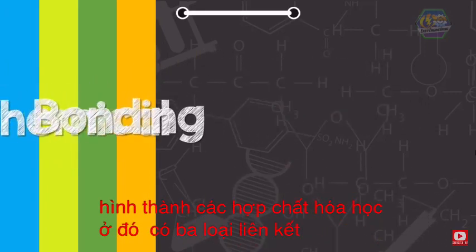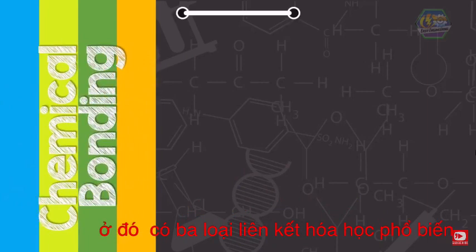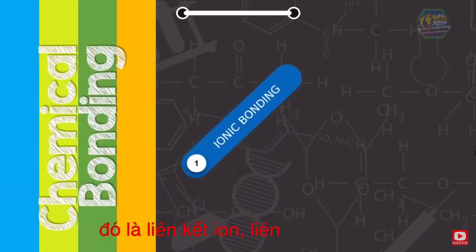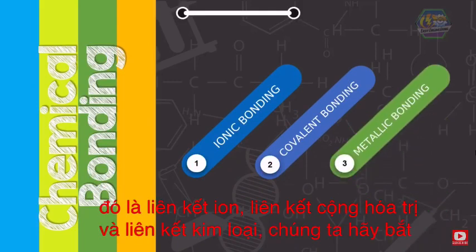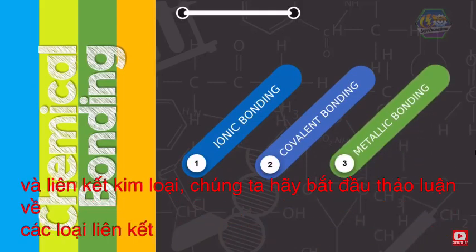There are three common types of chemical bonding. These are ionic bonding, covalent bonding, and metallic bonding. Let us discuss the types of bonding one by one.